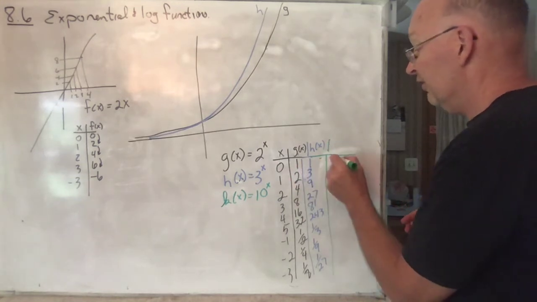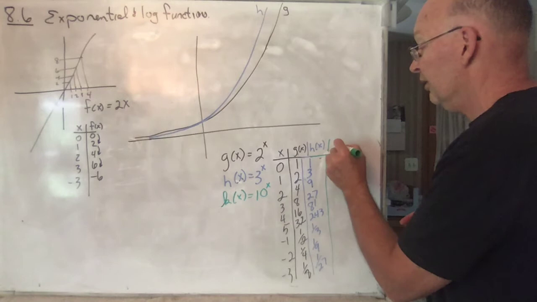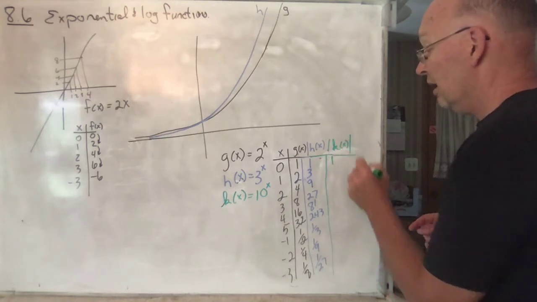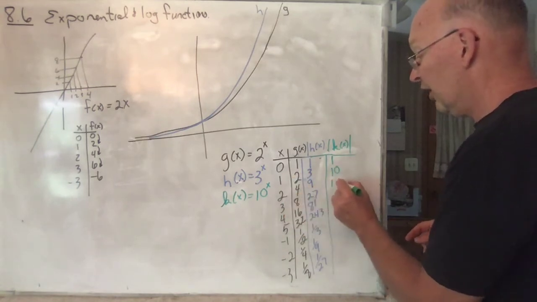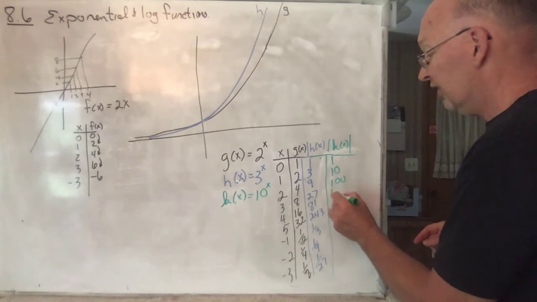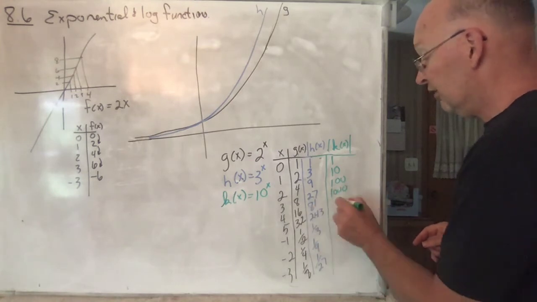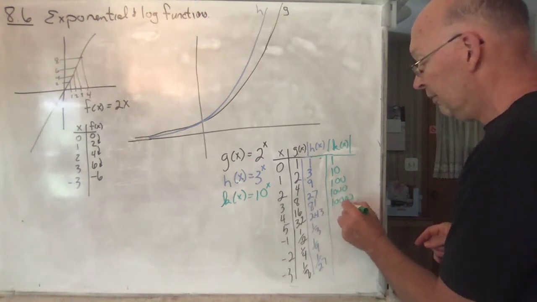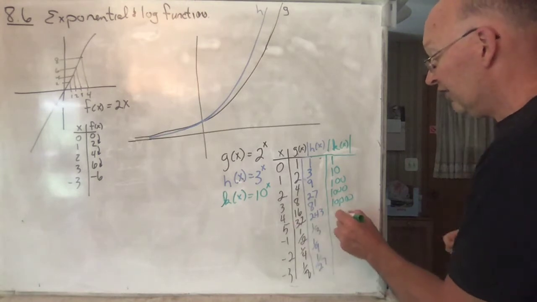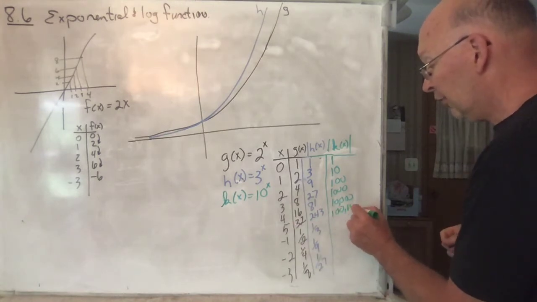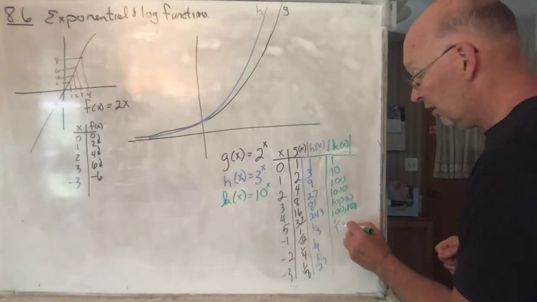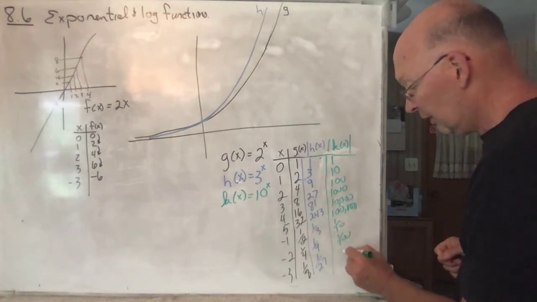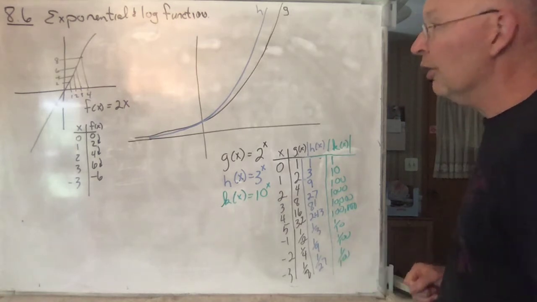Okay, 10 to the 0 is 1. So this is k to the x now. And 10 to the 1st is 10. 10 squared is 100. These are easy to do. 10 cubed is 1,000. 10 to the 4th is 10,000. 10 to the 5th is 100,000. Keep multiplying by powers of 10. 1/10, 1/100th, 1/1000th, and so on.